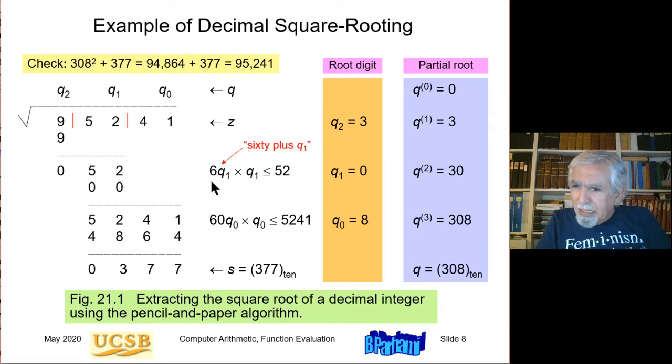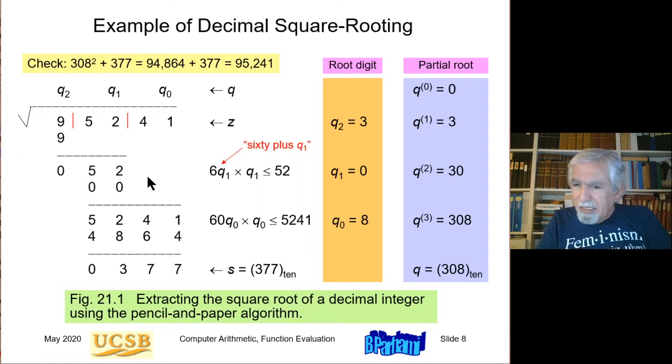I double that partial root, give me 6, and then ask the question, what digit should I attach to the 6, Q1? What digit Q1 should I attach? So that's 60 plus Q1. So this is basically a 2-digit number. It's not 6 times Q1. 60 plus Q1 times Q1 is less than or equal to 52. 52 is the partial remainder here.